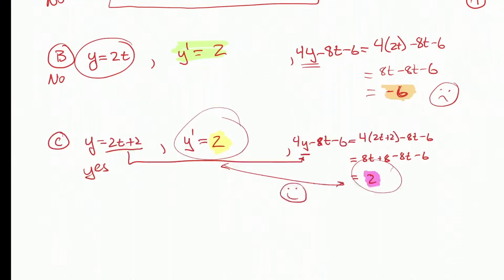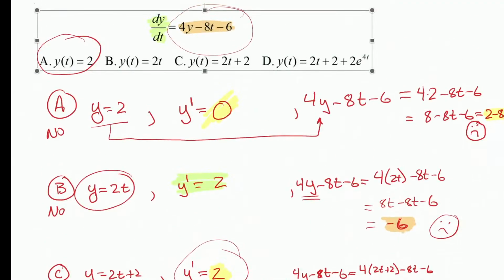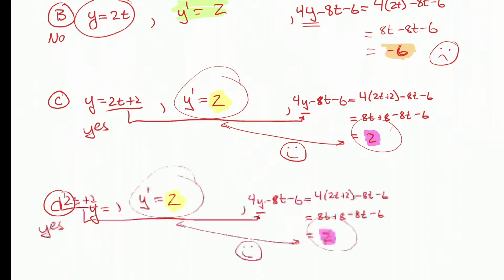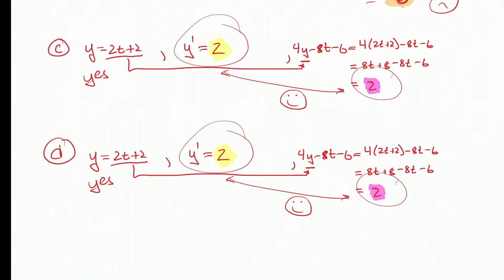Okay, one more, letter D. Let's do letter D. Y is equal to 2t plus 2 plus, let's see, can't we just, you know what, we can. Here's what I'll do. I'm just going to do this, copy, paste. I suppose I may have jumped the gun here, so let's just do this. We don't know if it's a yes or no, and we don't know if we're happy.